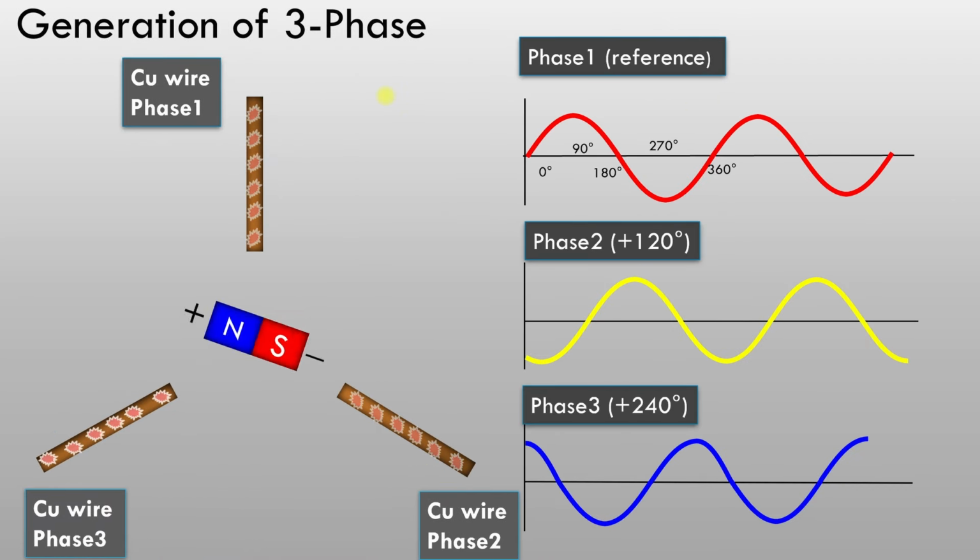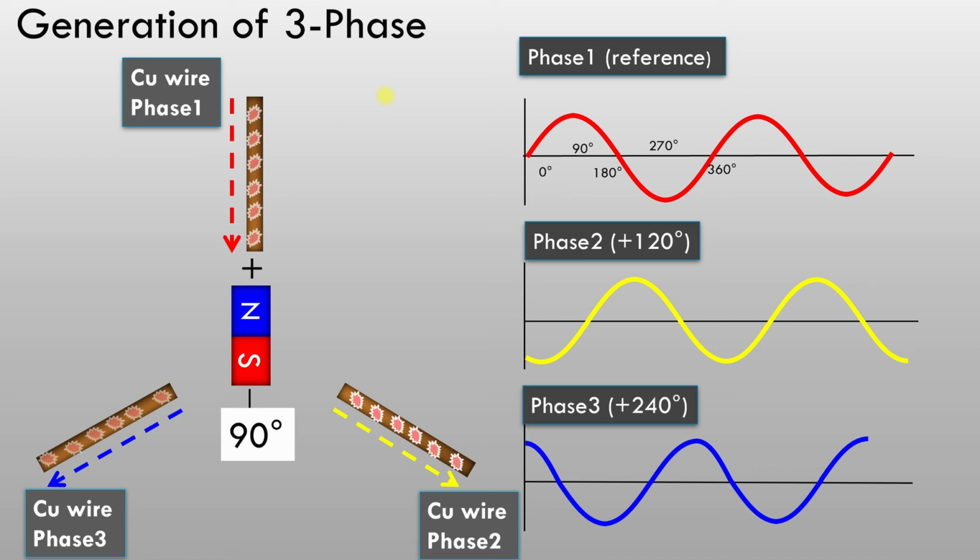When we rotate the center magnet, we can see the north pole comes towards the wire and the maximum number of electrons flow towards the north pole. This is at 90 degrees. We can see here we are at this point.